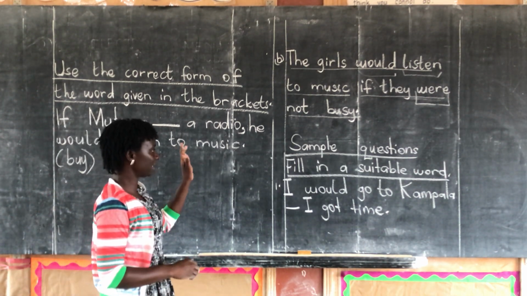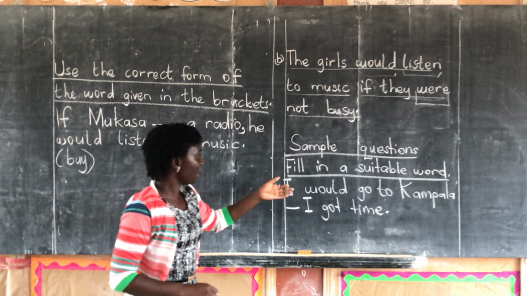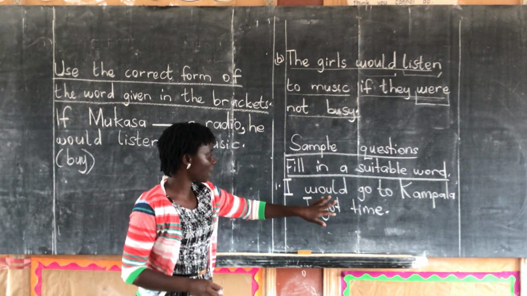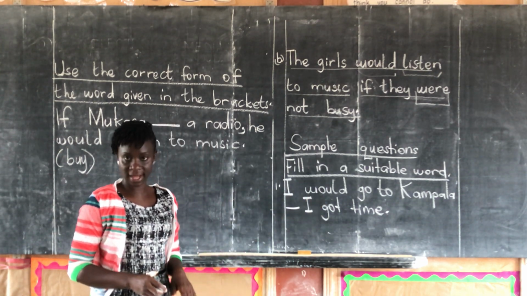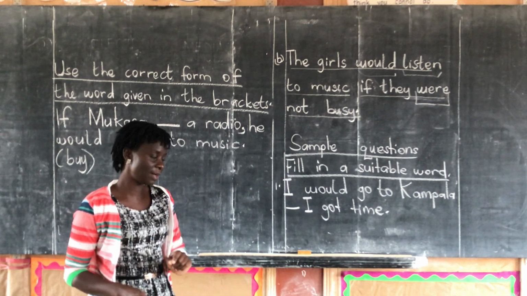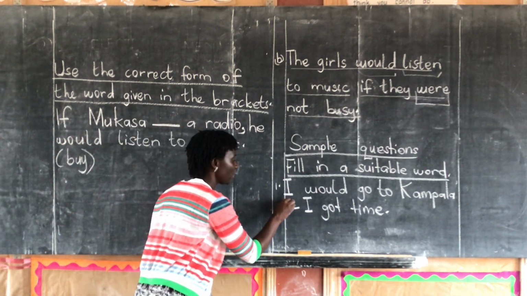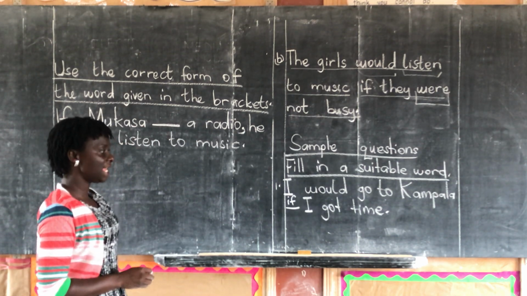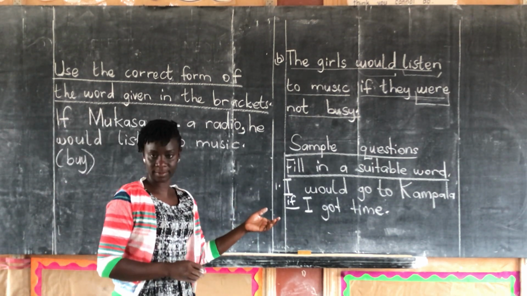So let us first look at this. Now here they say fill in a suitable word. I would go to Kampala dash I got time. What is our answer going to be? You are filling in a suitable word. Here our answer will be if. I would go to Kampala if I got time.